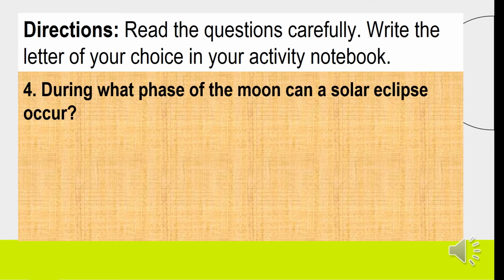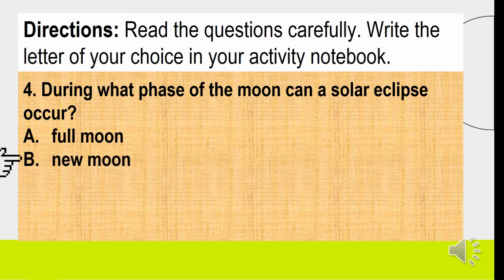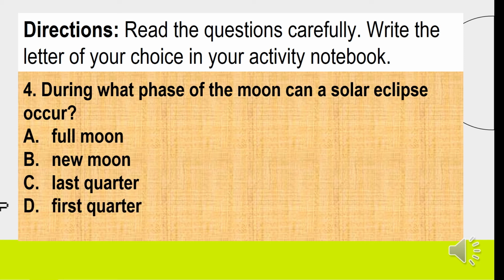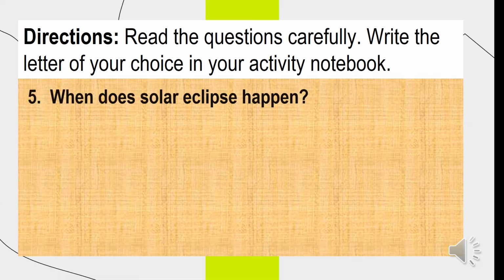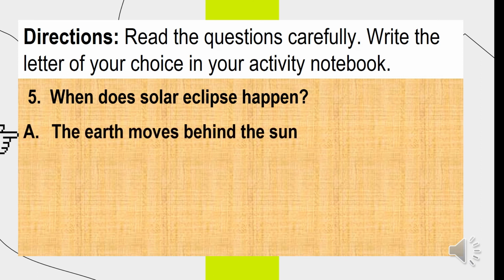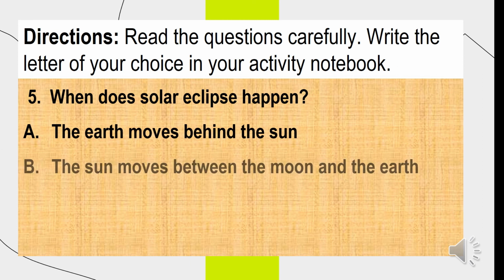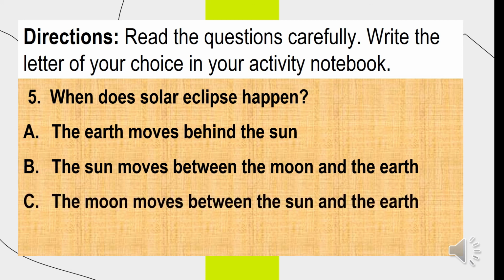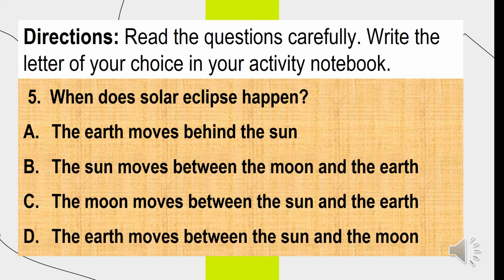4. During what phase of the moon can a solar eclipse occur? A. Full moon. B. New moon. C. Last quarter. D. First quarter. 5. When does solar eclipse happen? A. The Earth moves behind the Sun. B. The Sun moves between the Moon and the Earth. C. The Moon moves between the Sun and the Earth. D. The Earth moves between the Sun and the Moon.